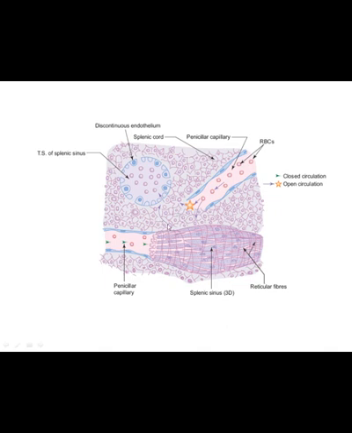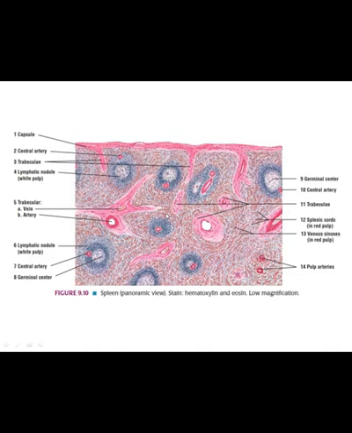So these are the sinuses, and the second part is the splenic cords of Billroth, which is a connective tissue meshwork of reticular fibers and different types of cells. Here is another picture of the spleen, which is magnified. White pulp, red pulp. This is red pulp.